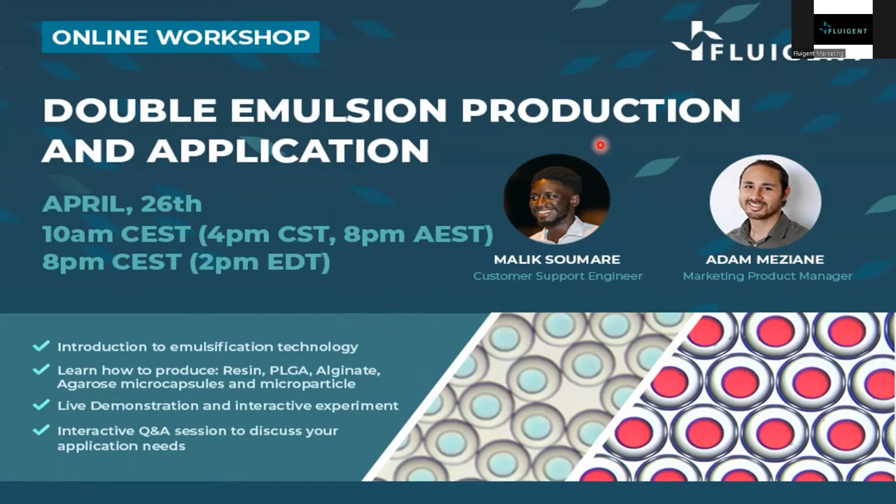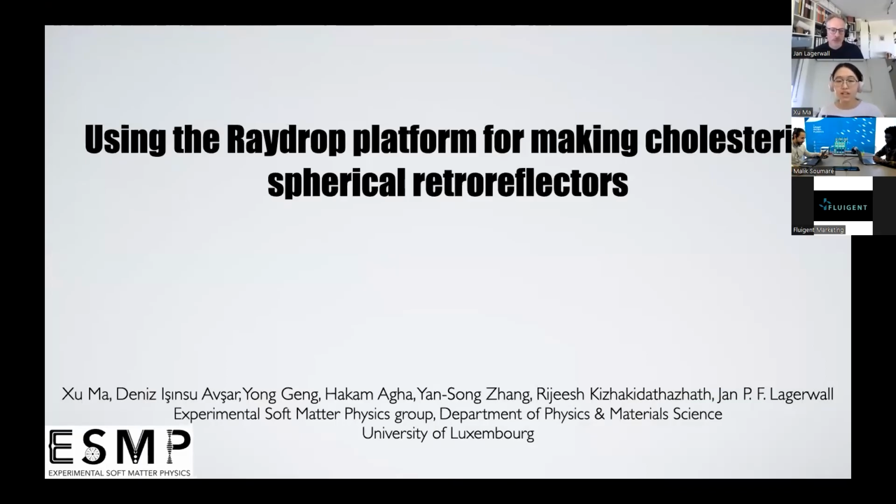Maybe we will go with Shu now to present the results that she obtained during her experience with the platform. Yeah, thanks. I will try to share. So as Yang introduced before, there's a huge application potential for the fiducial marker made by our cholesteric spherical reflectors. So it's necessary to find a standard mass production method for cholesteric spherical reflectors.